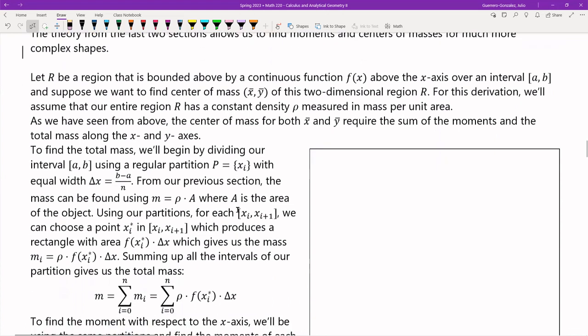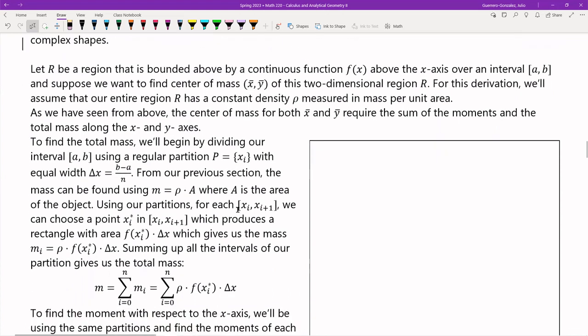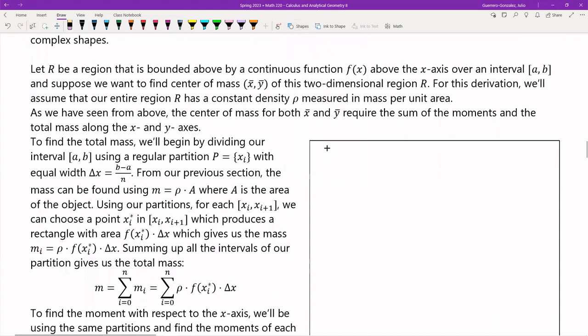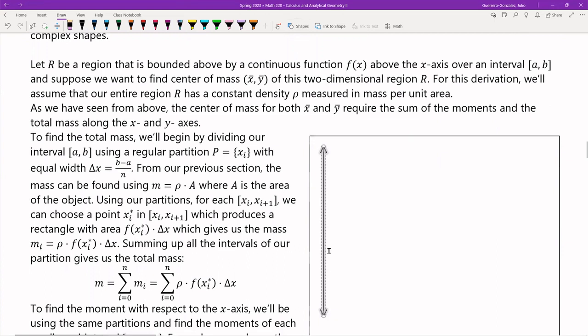So the first thing that I'm going to do is I want to go ahead and do the total mass. What I'm going to do first is I'm going to do the total mass. Okay. So what I'm going to do is I'm going to plot down an x and a y axis. Okay. Leave yourself a little bit of room here.